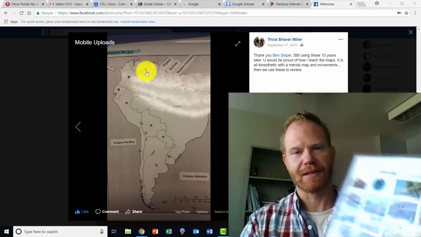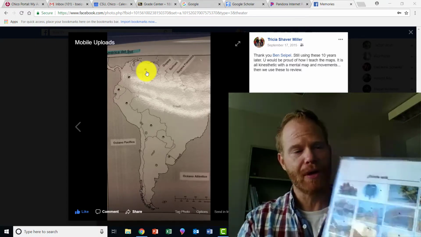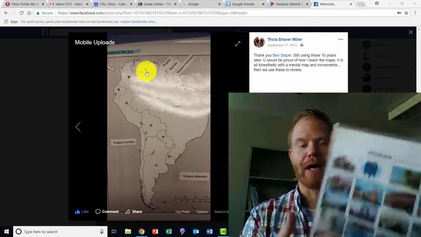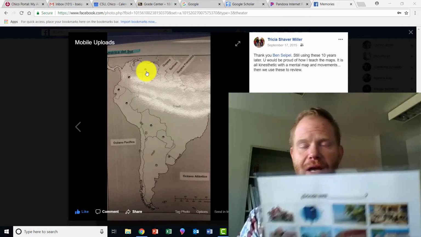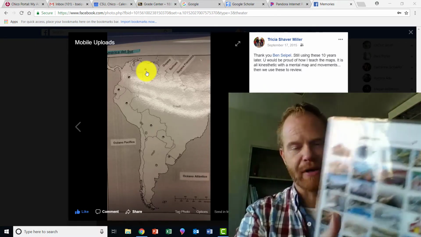So again, this is something I call a peek and poke, where you help students practice natural language acquisition and also reinforce vocabulary.